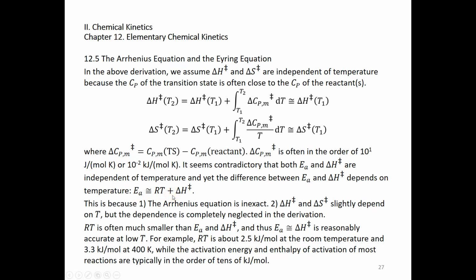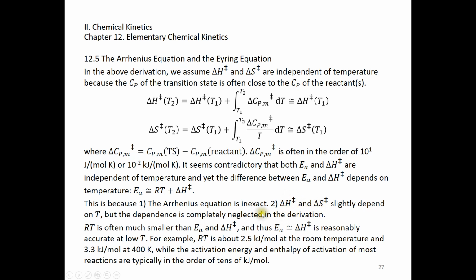Why is that? Well, again, it's just because the Arrhenius equation is inexact. E sub A might slightly depend on temperature as well. And also delta H and delta S do depend on temperature. It's just that the dependence is small. However, when we derive d ln k over dT, we completely neglected the temperature dependence of the enthalpy and entropy of activation.